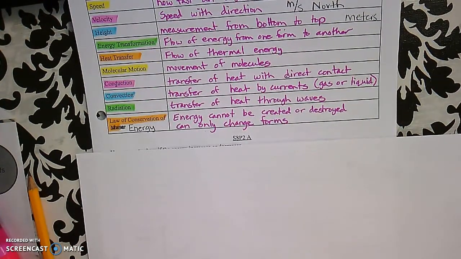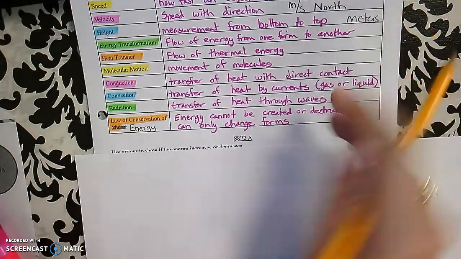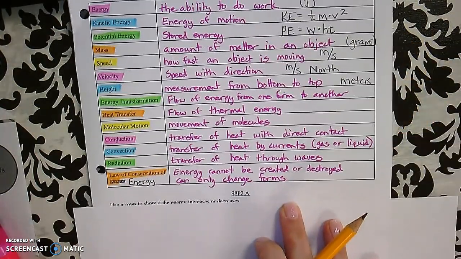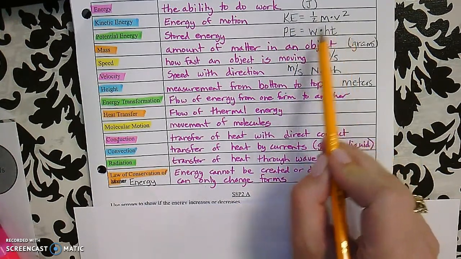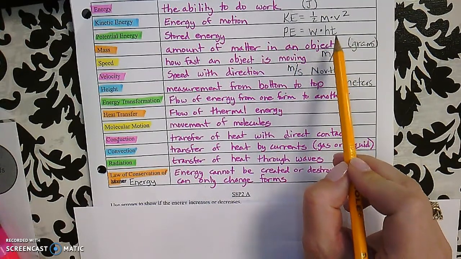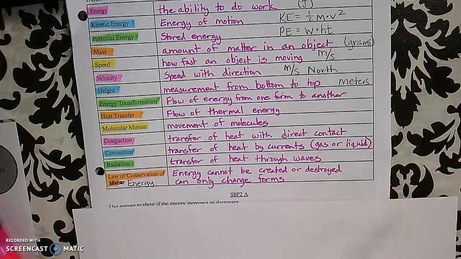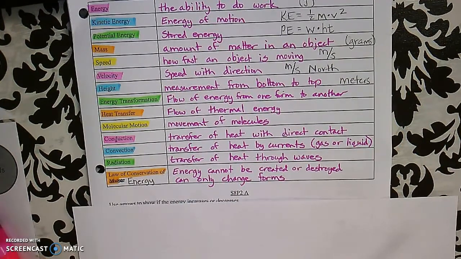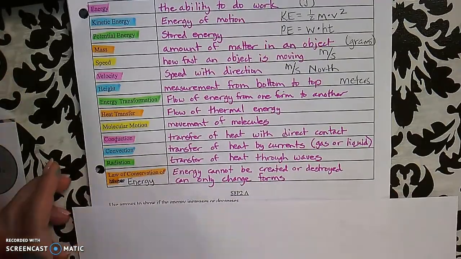So for this next section, you're going to use the arrows to show if energy increases or decreases. Think about it in terms of these formulas right here. Kinetic energy is 1/2 mv squared, and potential energy is weight times height. And weight is, of course, dependent upon mass times acceleration of gravity. So give this next little section a try, and then unpause the video, and let's check your work.